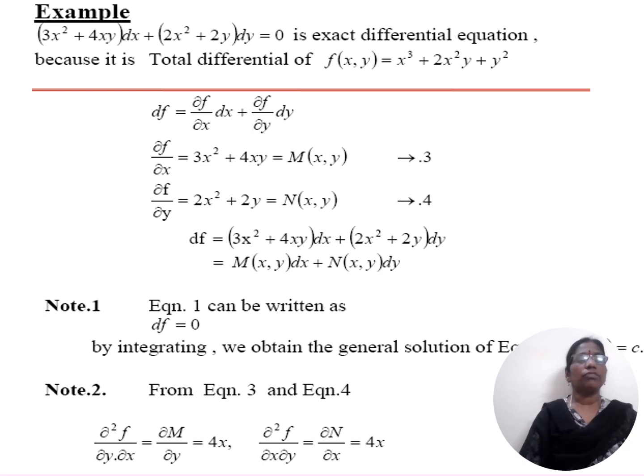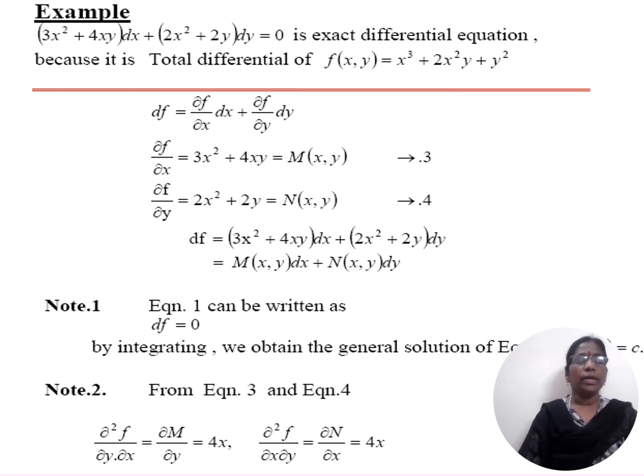For this, we consider the differential equation (3x² + 4xy) dx + (2x² + 2y) dy = 0. This equation is an exact differential equation because the left hand side can be expressed as a perfect differential of the function f(x,y) = x³ + 2x²y + y². That is, ∂f/∂x = 3x² + 4xy, which is named M(x,y), and ∂f/∂y = 2x² + 2y, which is named N(x,y). Now df = M dx + N dy.